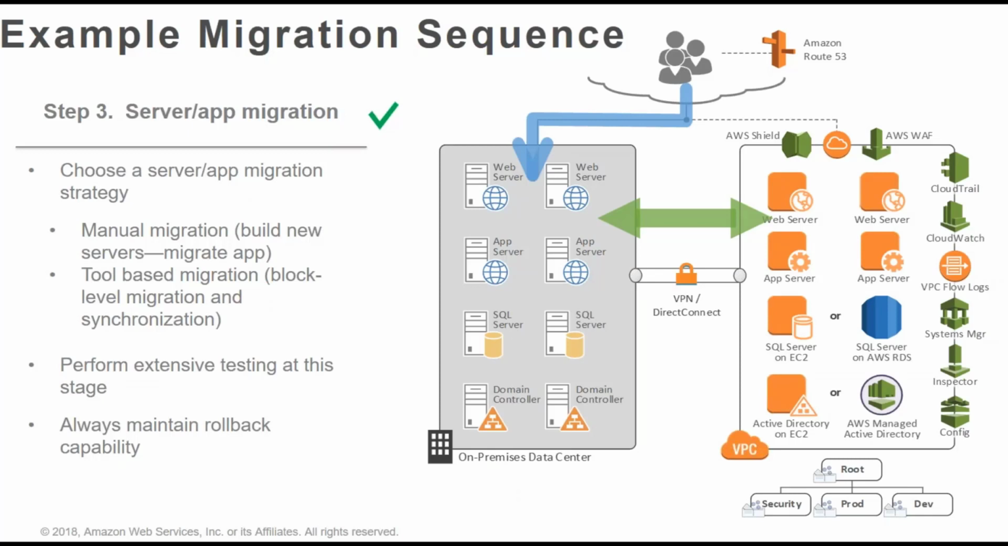The options for that include a manual migration. You can build new servers on top of EC2, migrate your application that way. Tool-based migration, so you can think of this as a block-level migration. You could also use AWS import-export to do essentially a backup or a VM import of whatever you're running on premises today into AWS. And then, of course, once you've done that, whether it's a manual build or a backup and recovery or a block-level build, you can perform extensive testing.